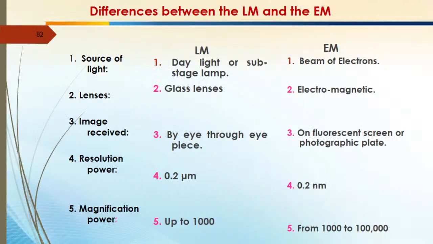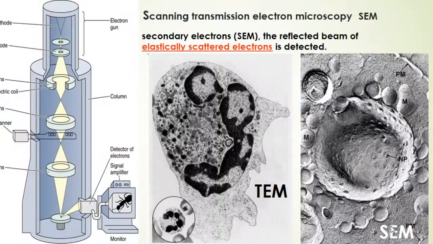Look at this one. What are the differences between light microscopy and electron microscopy? The nature of the physical forces: daylight or substage lamp versus a beam of electrons; glass lenses versus electromagnetic lenses; and resolution power of 0.2 micrometers versus 0.2 nanometers. And magnification is also different. And look at this one, scanning electron microscopy.